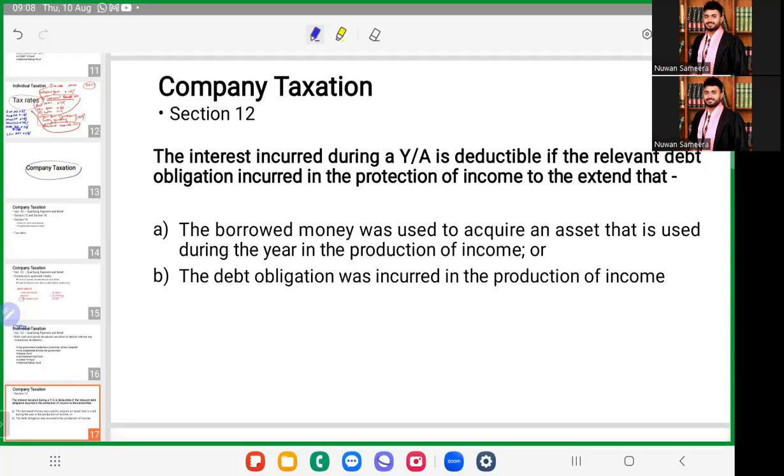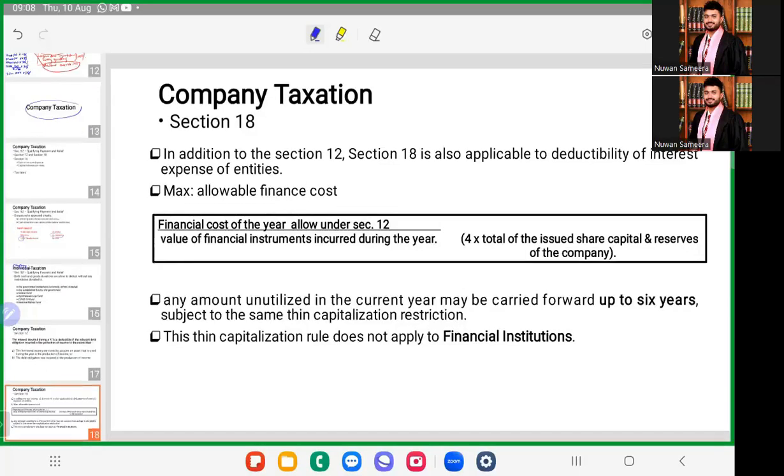Thereafter, you have to apply section 18. Section 18 will decide the maximum allowable finance cost. There is a formula. Previously it was 3 for manufacturing and 4 for others. Now there are no such 3 and 4 classifications. For all companies, this is the way to calculate the maximum allowable finance cost: the finance cost of the year allowed under section 12, divided by the debt obligation.